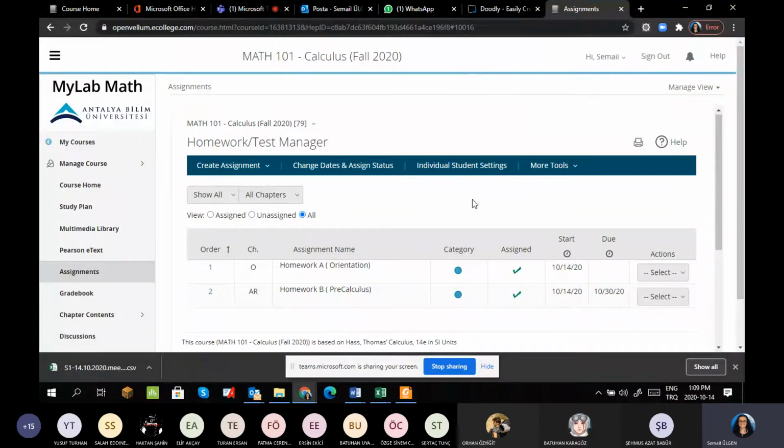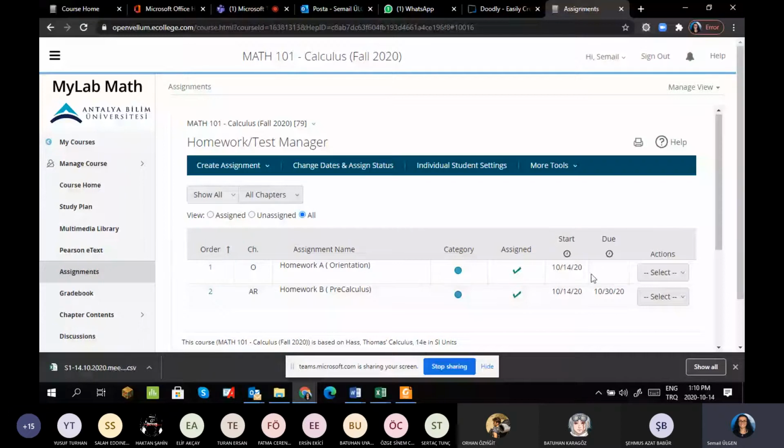Let me show you first the homework that I just prepared for you. I prepared 2 homeworks so far, and I'm going to prepare one more for chapter 1. I called them homework A and homework B, and homework 1 is going to be on chapter 1. Homework A is orientation. It is useful for understanding my lab and how to enter the information when you are doing a homework. So it's a good orientation homework that you should go through.